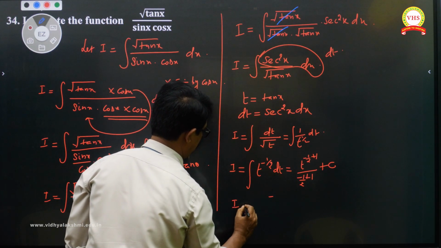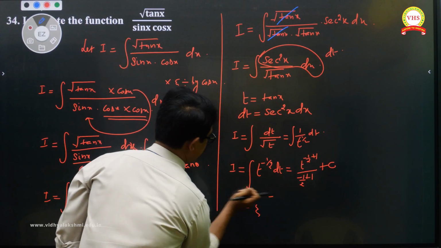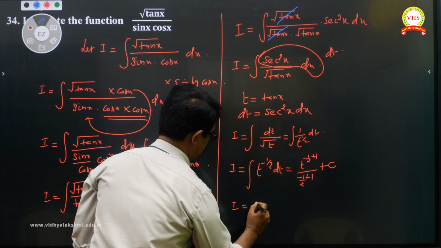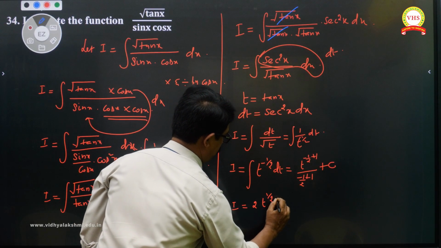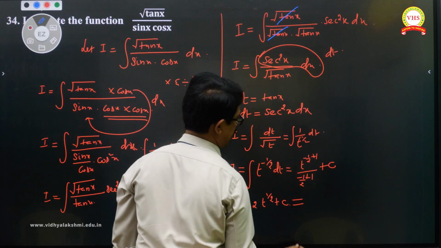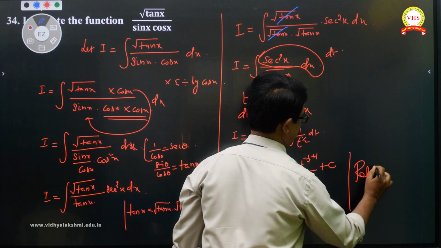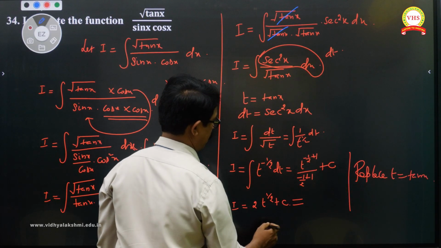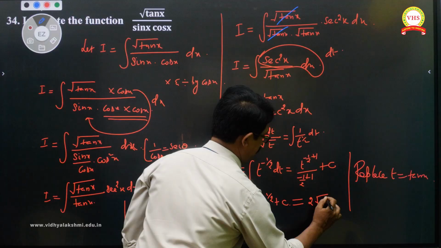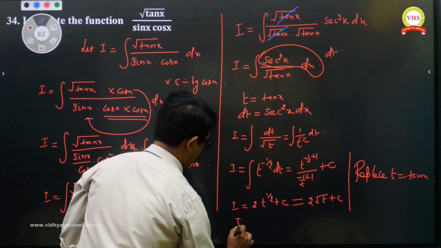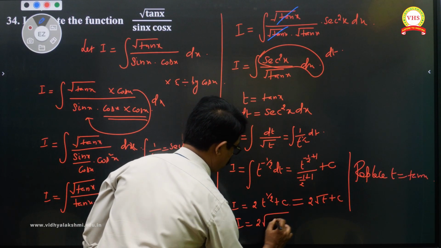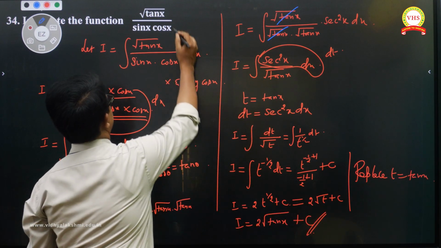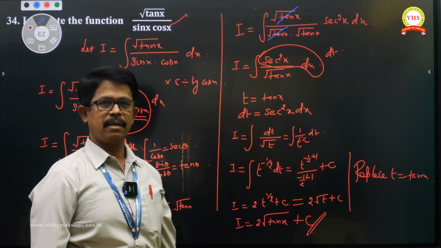What is I equal to? Here I equal to 2 into t to the power of 1 by 2 plus c. Now finally replace the t value. What did we take t as? We took t as tan x, correct? Now finally 2 into square root of t plus c, and then t equals tan x, so 2 into square root of tan x plus c. This is the solution of the given function. Yes, can we move on?